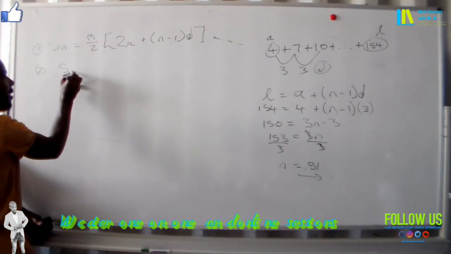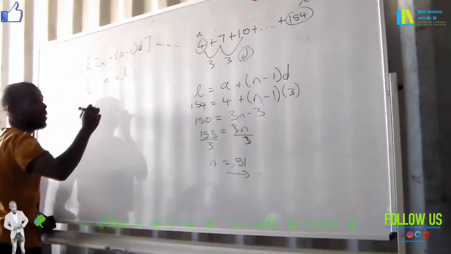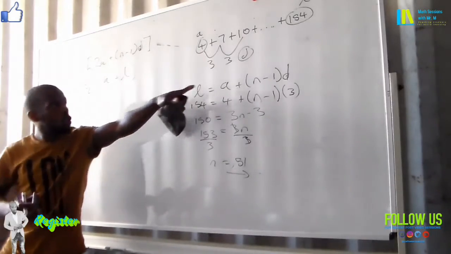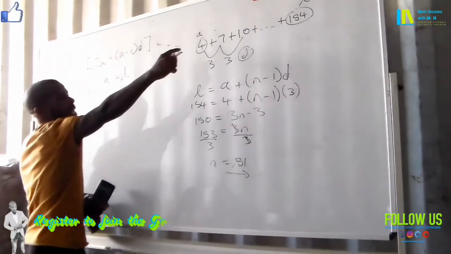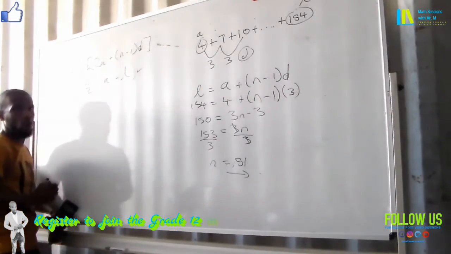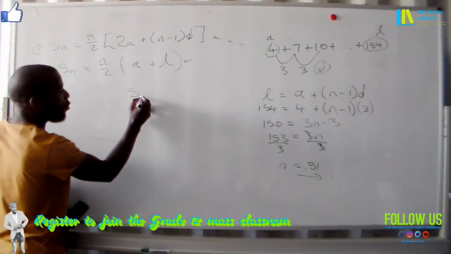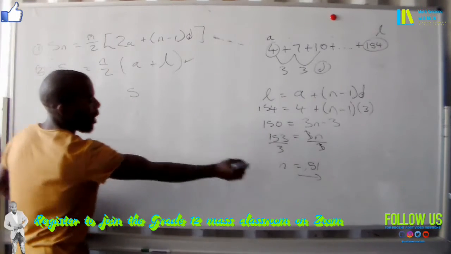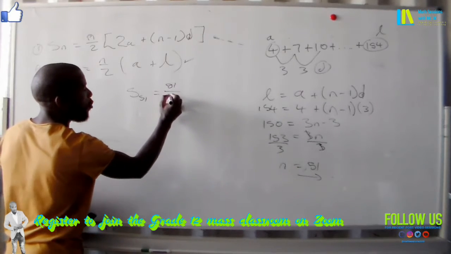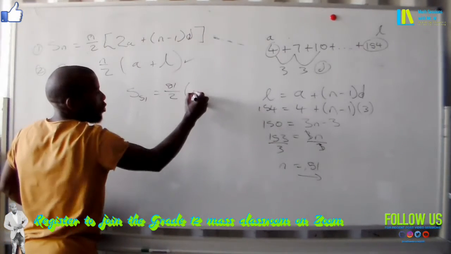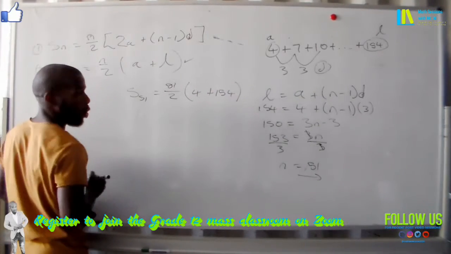The second one is Sn equals n over 2, open bracket, a plus l. So according to your given series, you need to apply the right formula. By the look of things, because you have a last term and a first term and a difference, it is suitable to use this one, not the first one. We have 51 terms. The sum of 51 terms is equal to 51 over 2, open bracket, the first term is 4 plus the last term is 154. You close the bracket.